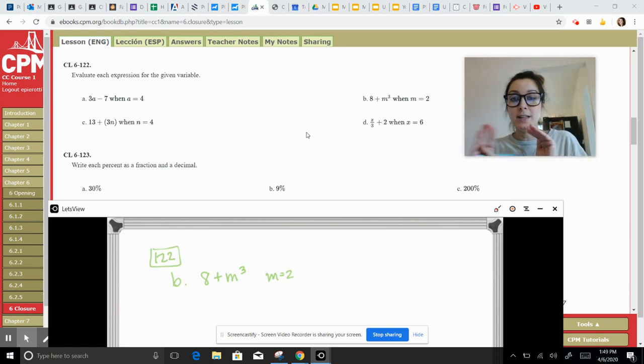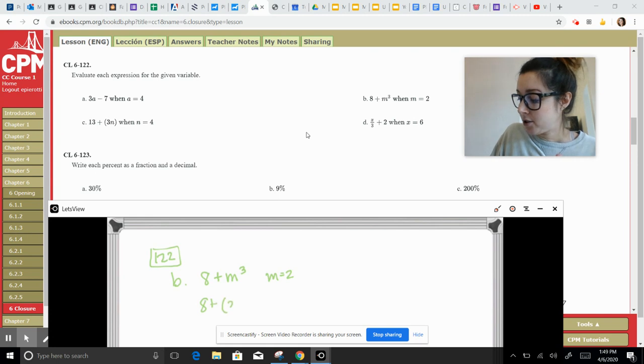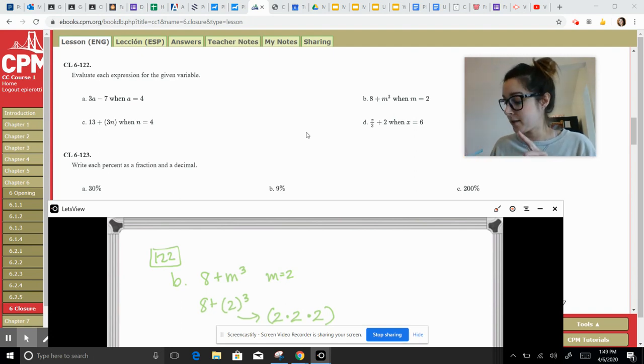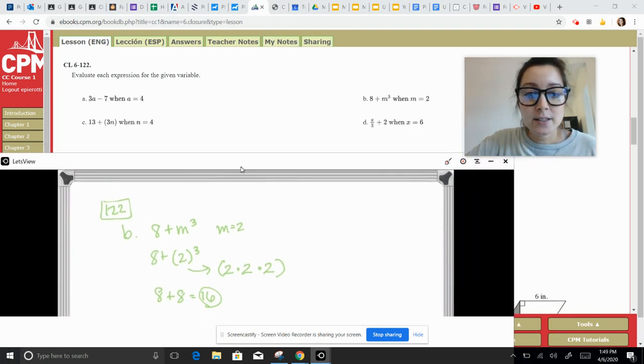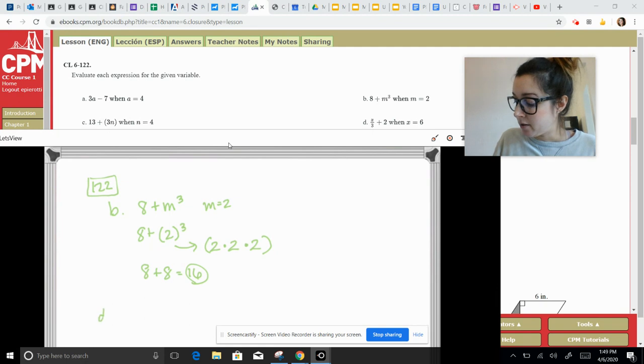So all that means is we multiply m 3 times by itself. So m times m times m. It's like m and m and m instead of just an m and m. So 8 plus 2 cubed. This means 2 times 2 times 2. So 2 times 2 is 4, times 2 is 8. So this is 8 plus 8, which is 16. And you can't even see it because it's blocked. Ta-da!